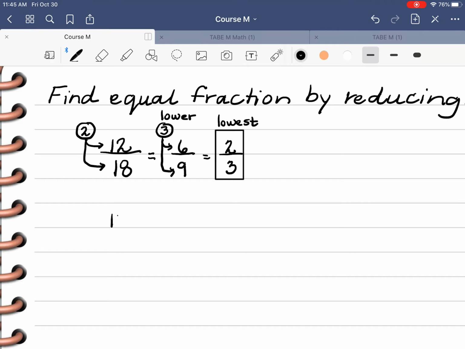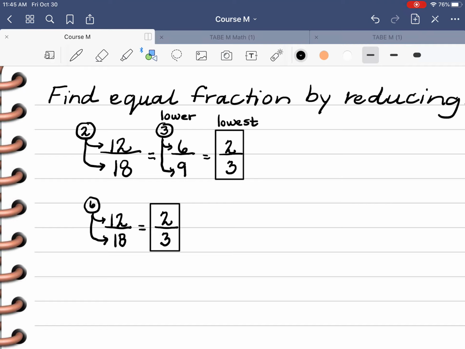So when I see 12/18, I would reduce by something entirely different. I would use a 6 because I know that 6 goes into both of those equally. 6 into 12 is 2, and 6 into 18 is 3. So I also got 2/3.